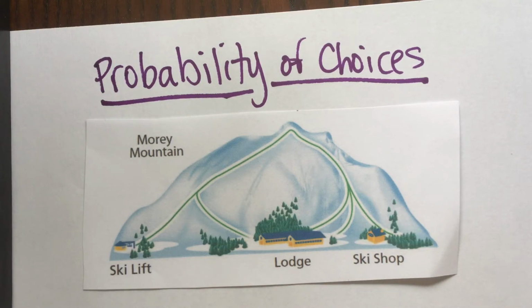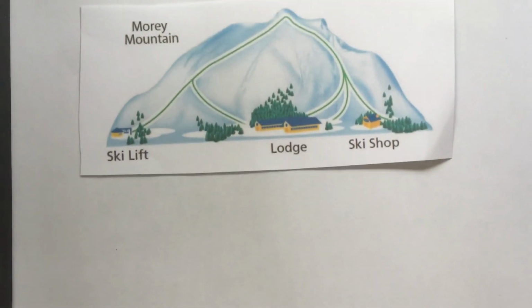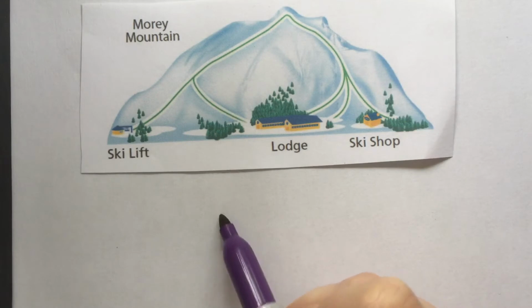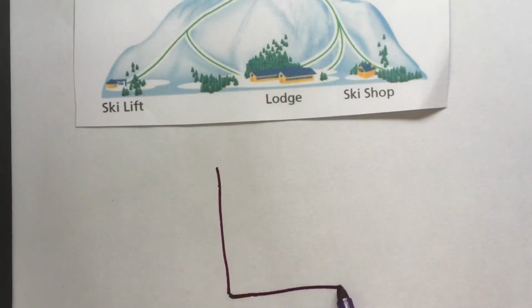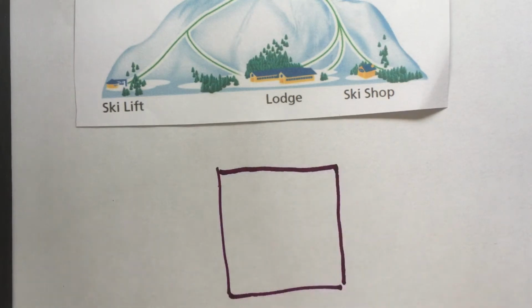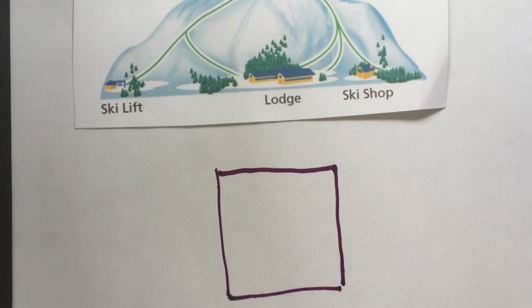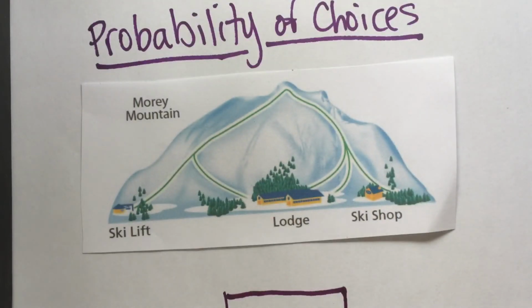So the area models for choices look a little different from those for combinations, which I showed in an earlier video. So area models, as always, are still going to start with a square. Now, this square represents all the probability in the whole world, so it's worth 100% or 1.